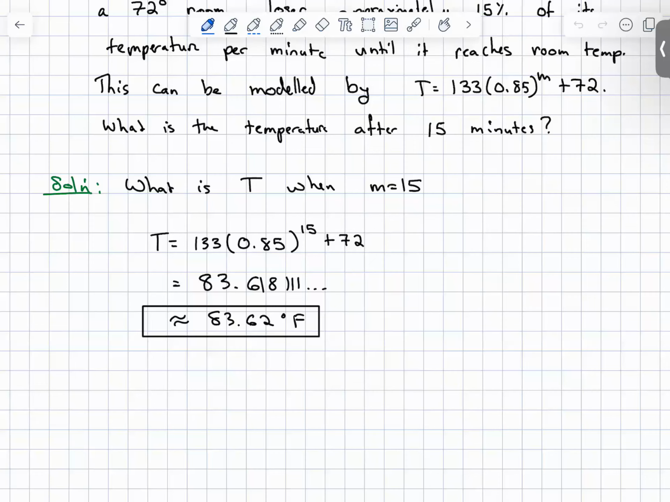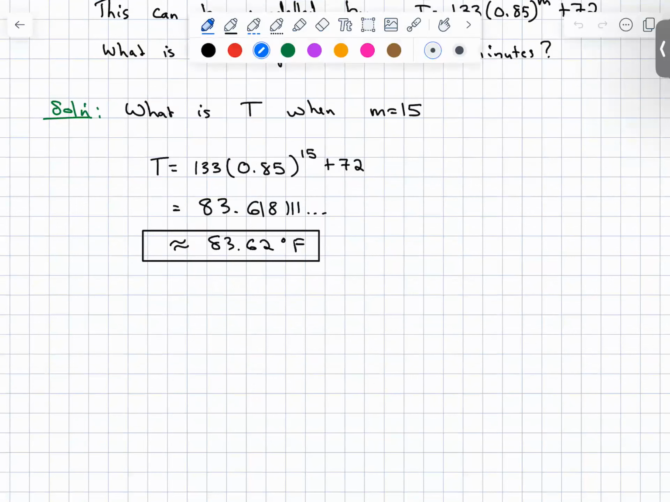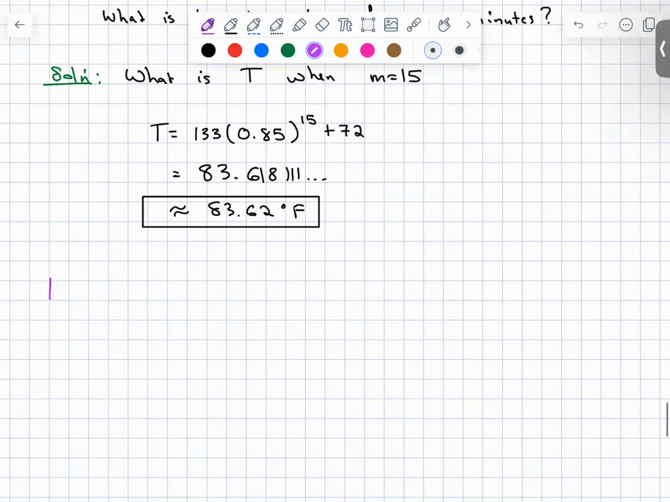So, the rule of 72. Are there any questions before we get started? Okay, the rule of 72.